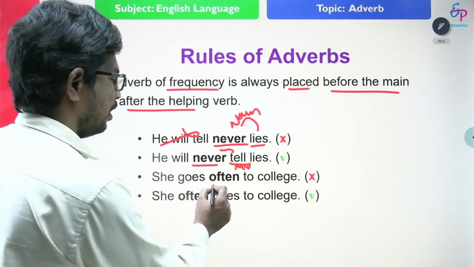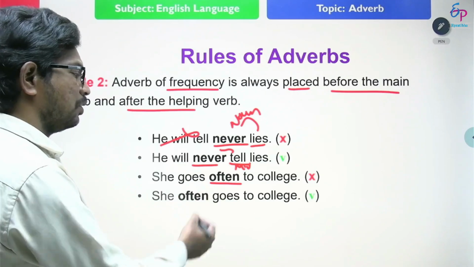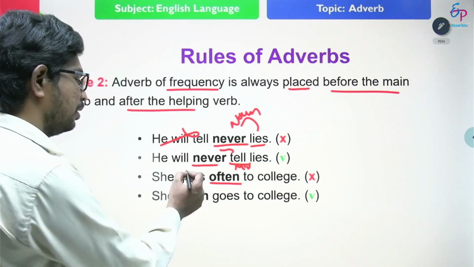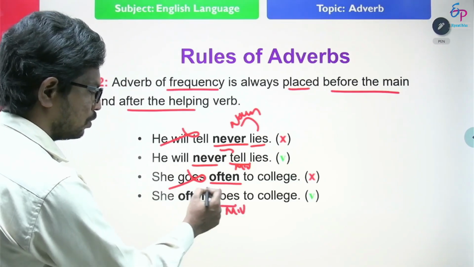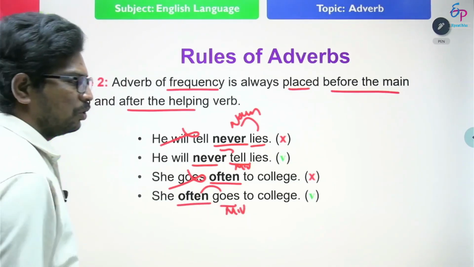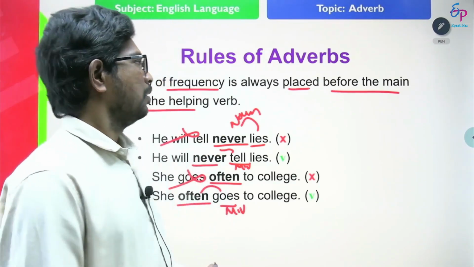In this statement, what is often? It is an adverb of frequency. This is placed in the wrong position. It always has to be placed before the main verb, that is goes. So, she often goes to college is correct. So you clearly understood this rule. See the next rule.